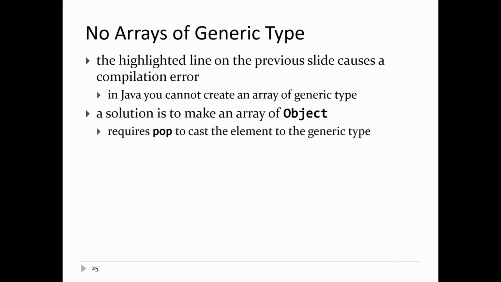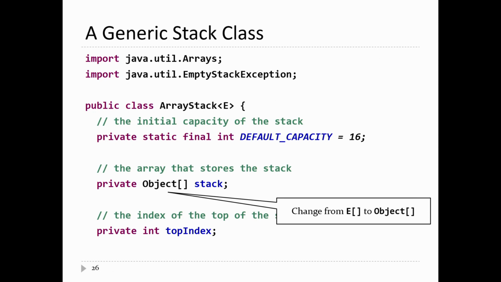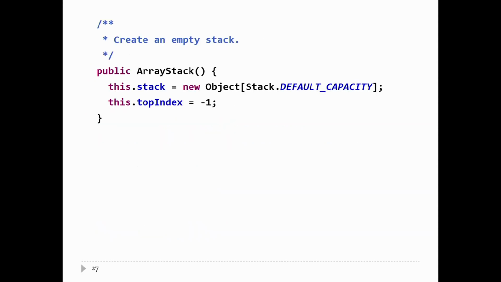Because Object is the superclass of all, or is an ancestor class of all other types in Java, all other reference types in Java. But you can still do this. So let's take a look at what this looks like. Instead of making an array of generic type E, we'll make an array of type Object instead. Now when we make our array in the constructor, there's no problem. The compiler will let you make an array of Object, because Object's not a generic type.